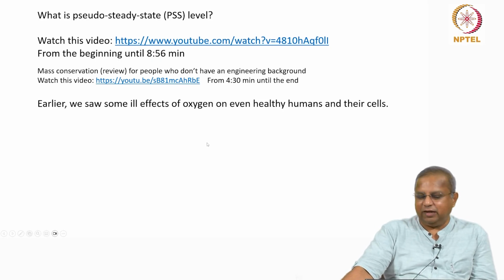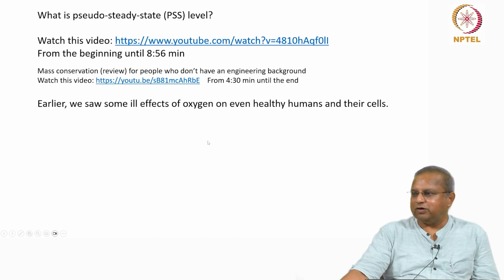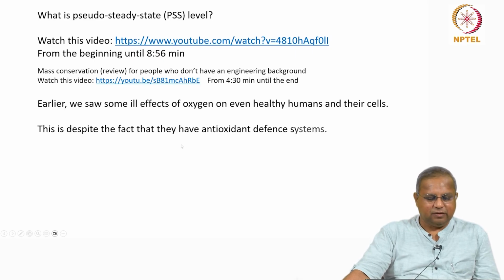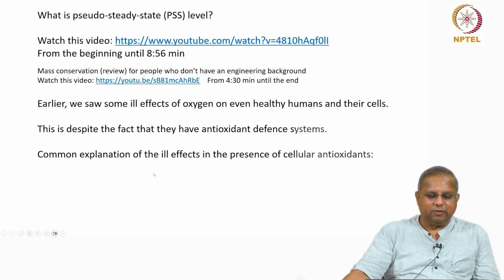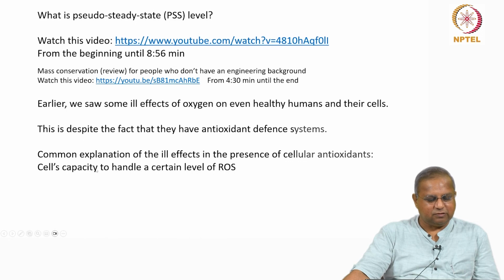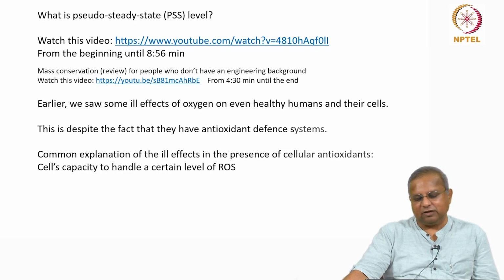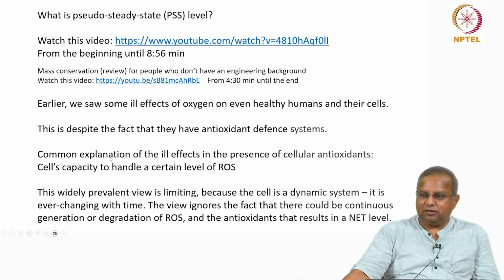We saw ill effects. We started looking at that because that is what is well known, and therefore it's good to relate to that first. Ill effects of oxygen on even healthy humans and their cells. This is despite the fact that they have antioxidant defense systems. That's the way it is. And a common explanation of the ill effects in the presence of cellular antioxidants could be as follows. The cell has a certain capacity to handle a certain level of reactive oxygen species, and when the production rates are higher, the cell cannot handle. And if you look at it this way, it's highly limiting.